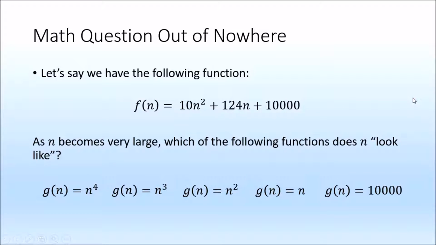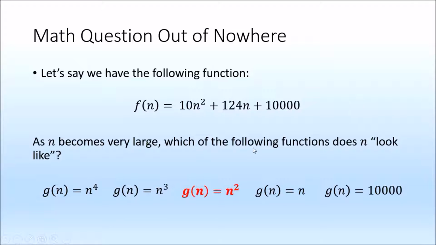And to start off, I'm just going to grill you from the beginning. We're going to start with a math question out of nowhere. So let's say we have the following function, a function of n that's equal to 10n squared plus 124n plus 10,000. My question to you is very purposefully vague in that I want you to think about as n becomes very, very large, so we're talking really large n, which of the following functions does f of n, quote-unquote, look like? So again, very broad question. Take some time to think about what you might think the answer is. And I'm going to spoil it in 3, 2, 1.